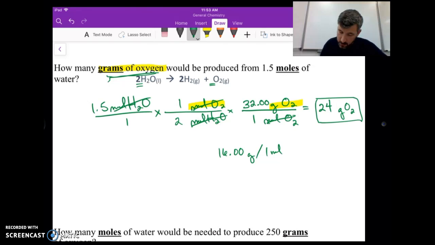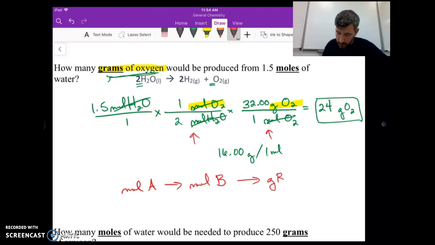So you just did a mole to gram conversion. We went from moles of one thing, we'll just call it A, in this case it was water, to moles of a different thing, so that was this step. In this case, it was moles of oxygen, but I'm just going to call it moles of B, meaning a different substance. And then we took it to grams, from moles to grams of that second substance. So grams of B.